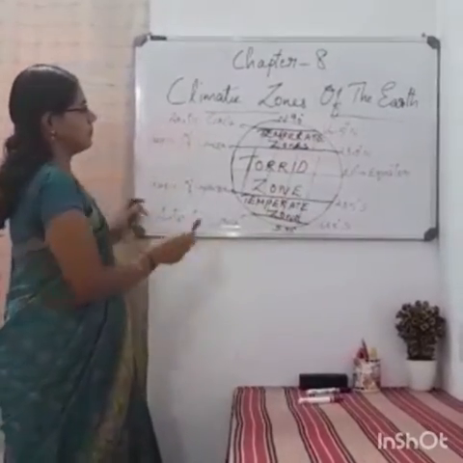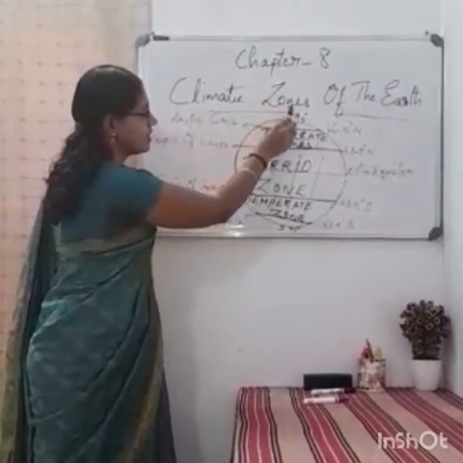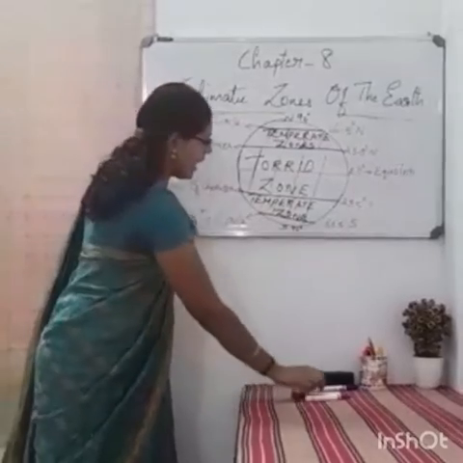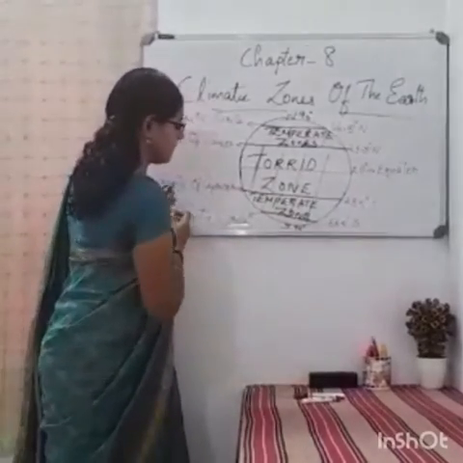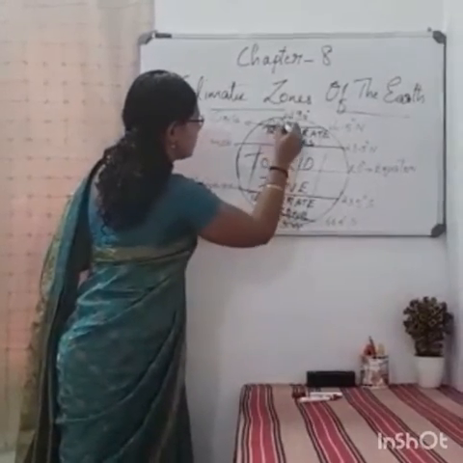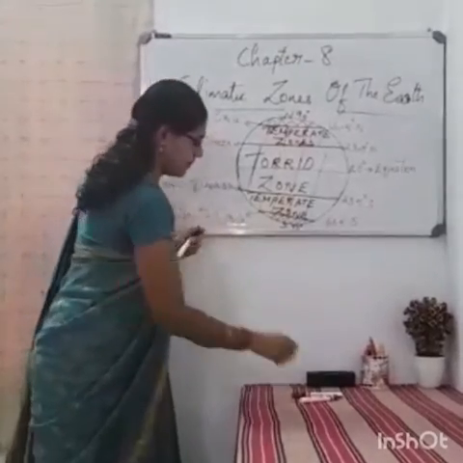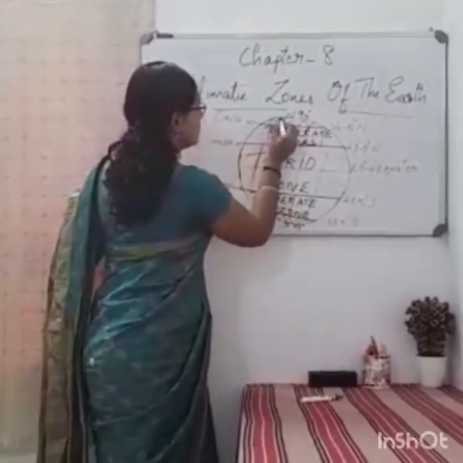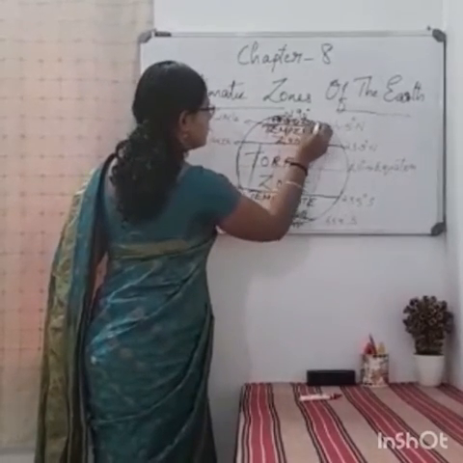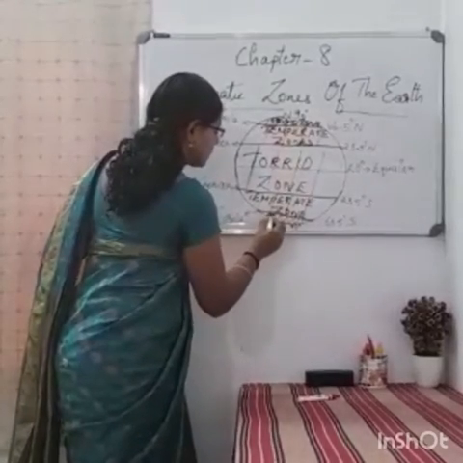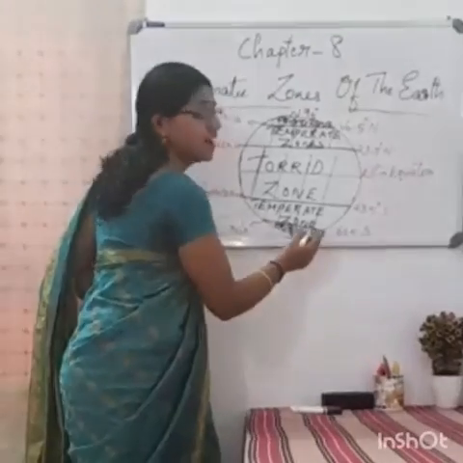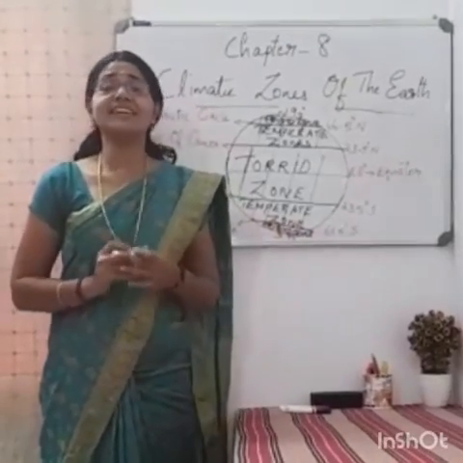Now, from Arctic Circle to 90 degrees north and also from Antarctic Circle to 90 degrees south, we have frigid zone. Here we have frigid zone. In southern hemisphere also we have frigid zone. Now, let's watch a video on the major heat zones of the Earth.